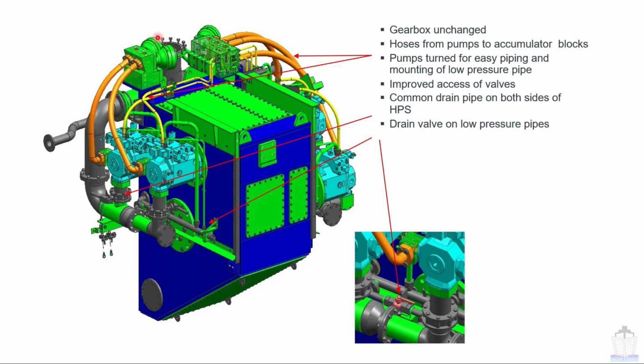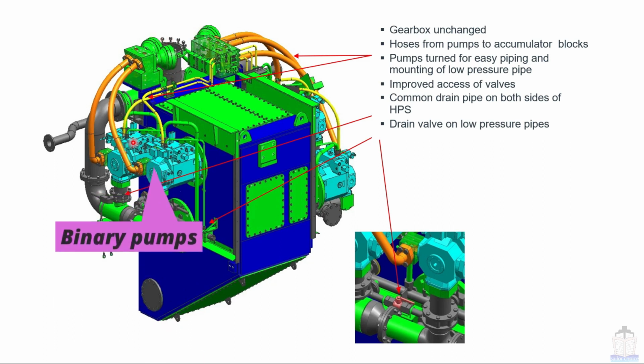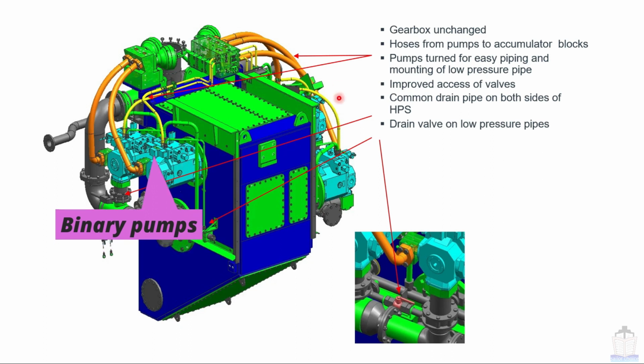Here accumulator blocks are there, safety blocks. At one end binary type of pumps are situated, and at the other end all 3 proportional type of swash plate pumps are situated. In this type of construction, the gearbox is unchanged from what we saw in the previous construction. These are hoses from pumps to accumulator blocks, pumps turned for easy piping and mounting of low pressure pipes.